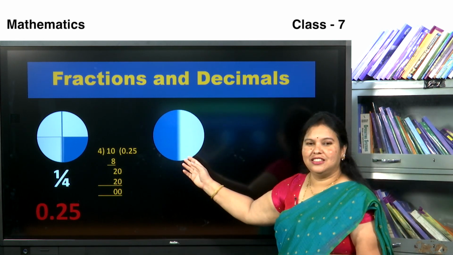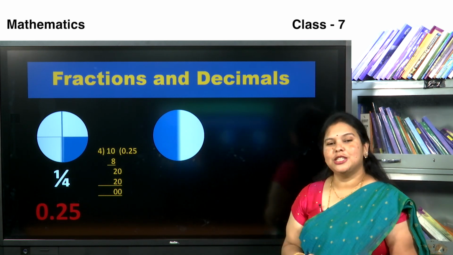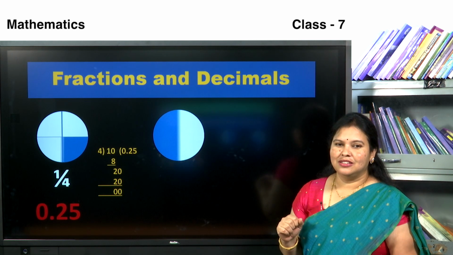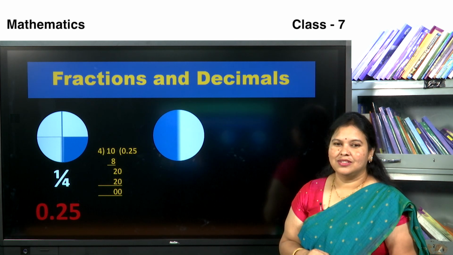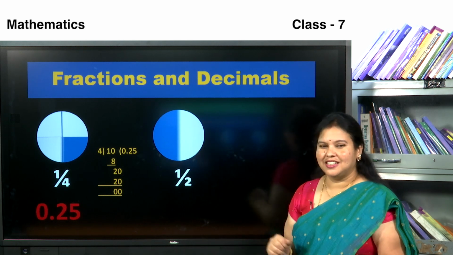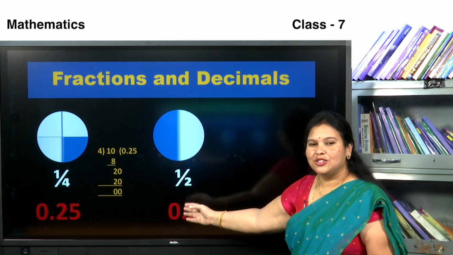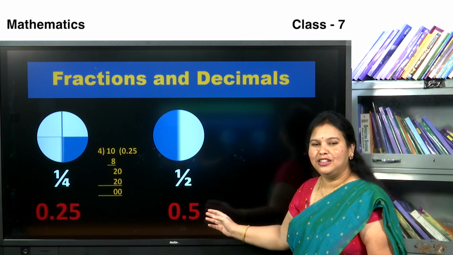In the next circle, here it is also shaded by blue. How can we express it in decimal form? Try to write it in your book. Yes, if you have written 1 by 2 in fraction, that's correct. So it can be further simplified like this. So 1 by 2 means 0.5.